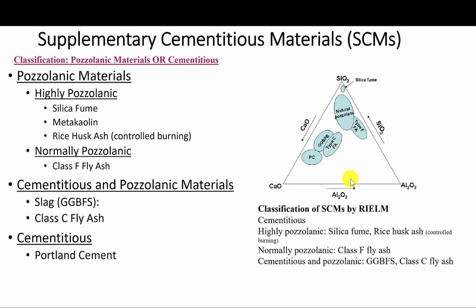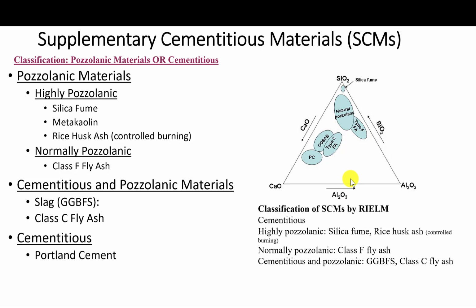Let's talk more about the classification, pozzolanic materials versus cementitious materials. First, let's look at the pozzolanic materials, where we have the highly pozzolanic materials such as silica fume, metakaolin, and rice husk ash. Of course, with the rice husk ash, we have to be careful. There has to be controlled burning of this material in order for it to be suitable for use in the concrete industry. Under the pozzolanic materials we also have the normally pozzolanic materials such as the class F fly ash.